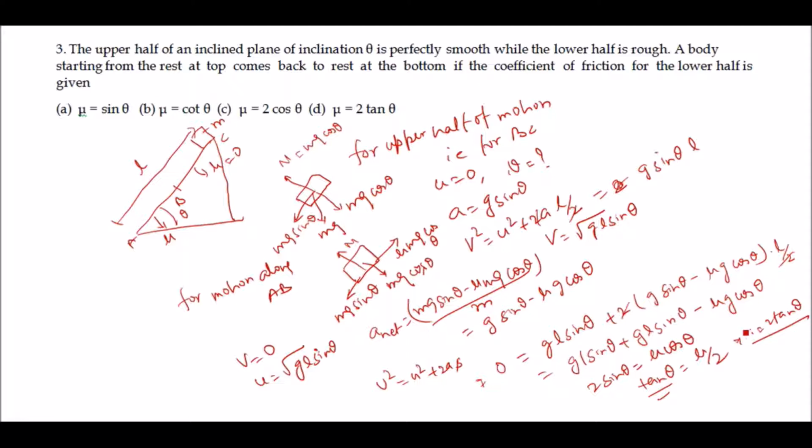So you have to calculate the value of mu. So mu is equal to 2 tan theta. Option D is correct.